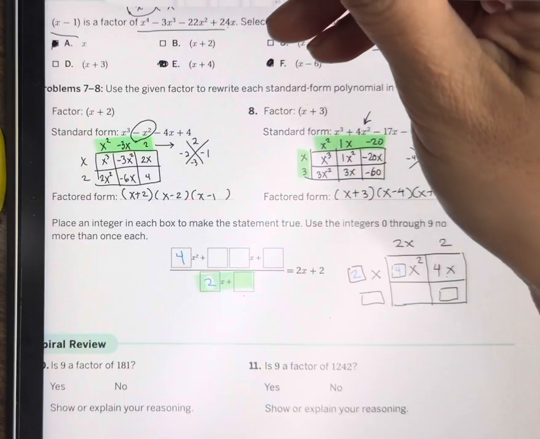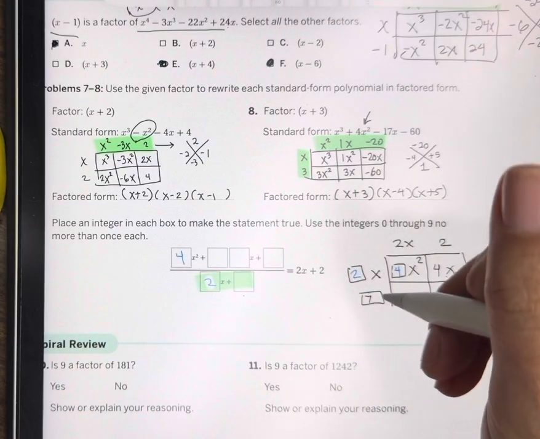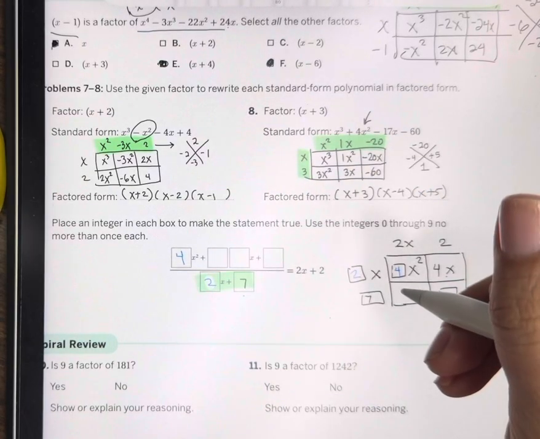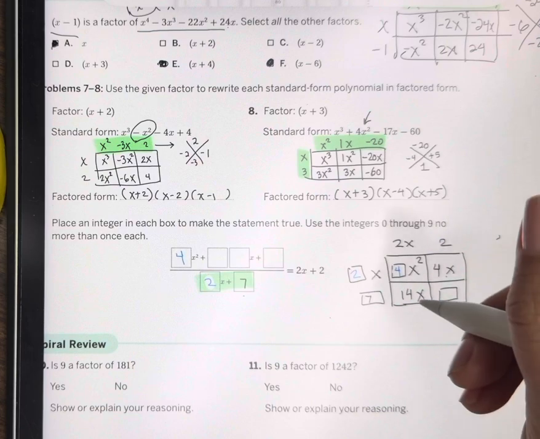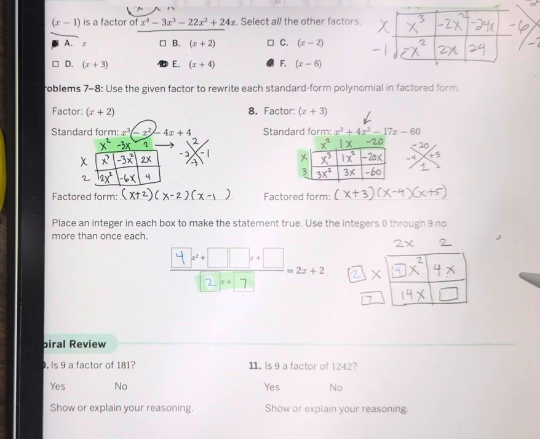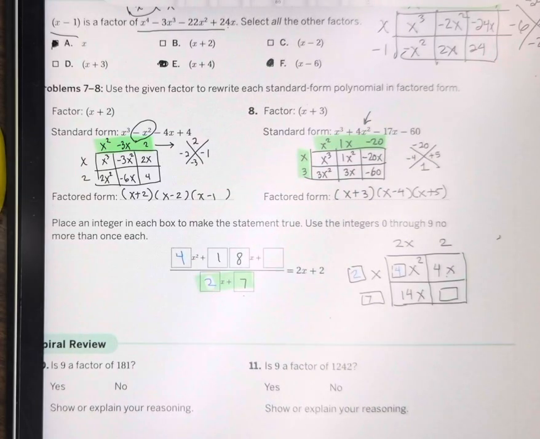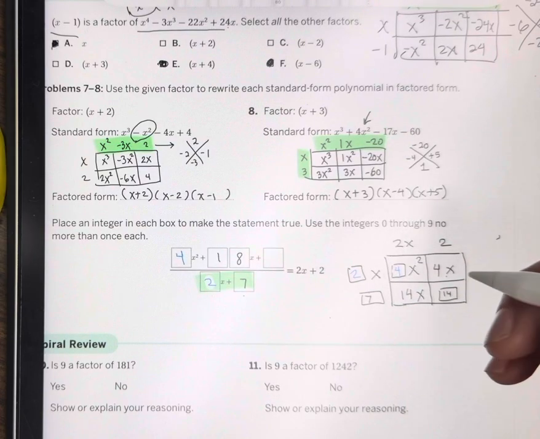So let's change that to something else. Should we go 7? And then 2x times 7, so this would be a 7 right there, is 14x. And then 14x plus 4x is 18x. So I need an 18 right here. So now, still I haven't repeated. Oh no, this is 14 right here. That's a problem. They want only a 1-digit number right there.